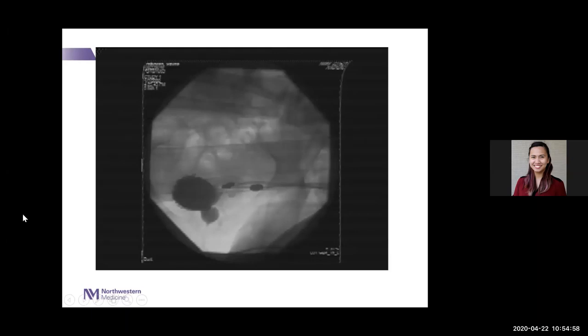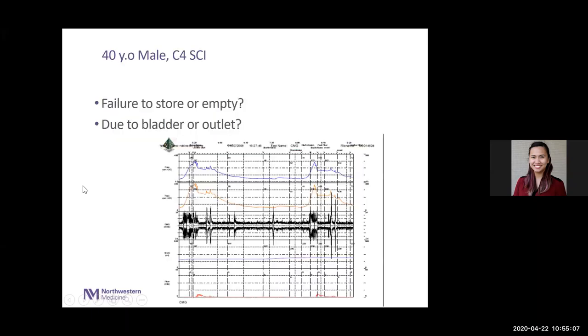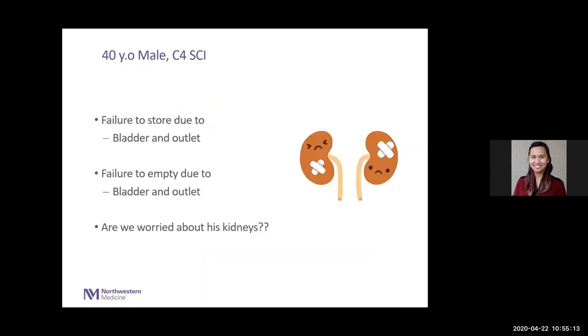So why is he getting repeated epididymorchitis? You gotta wonder. There's just another picture a little bit later where you can still see that filling going on. So failure to store, failure to empty, bladder or outlet, we'll go through that again. So failure to store, yes, due to the bladder and the outlet, both, right?